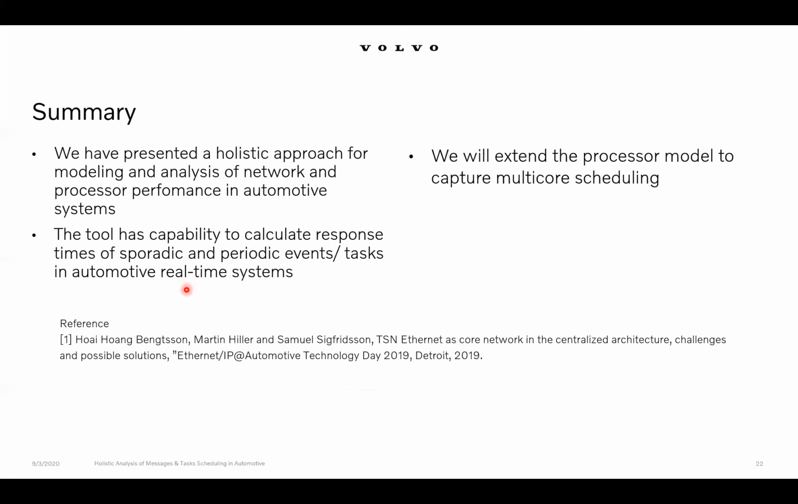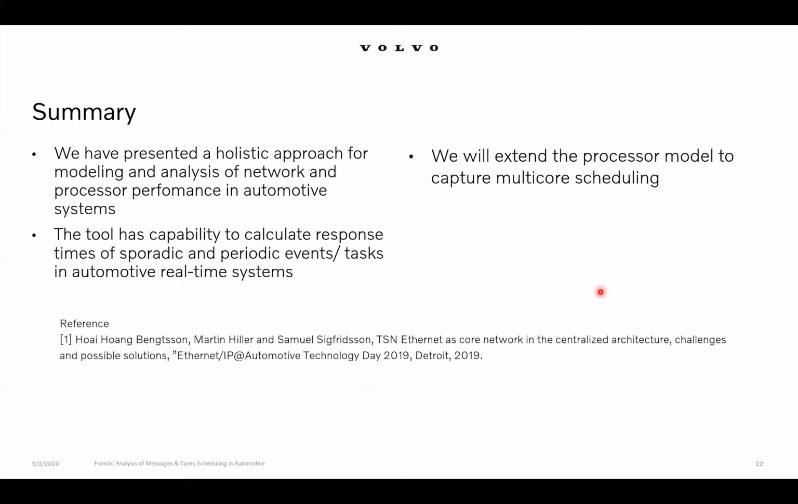So the tool is more similar to a pre-study. It allows the designer to calculate or estimate the timing of sporadic and periodic events. Based on that, we can suggest the right direction on which scheduling we are going to use in the system. So there are a couple of things we could do as future work.